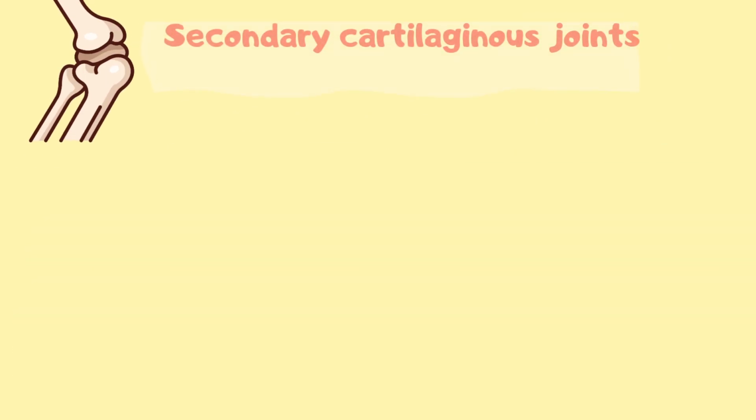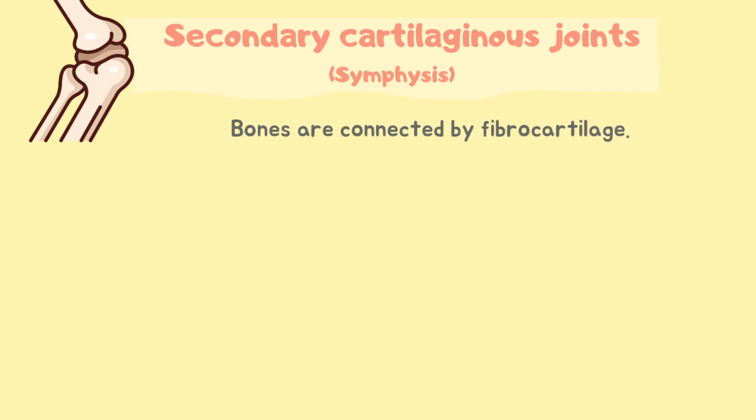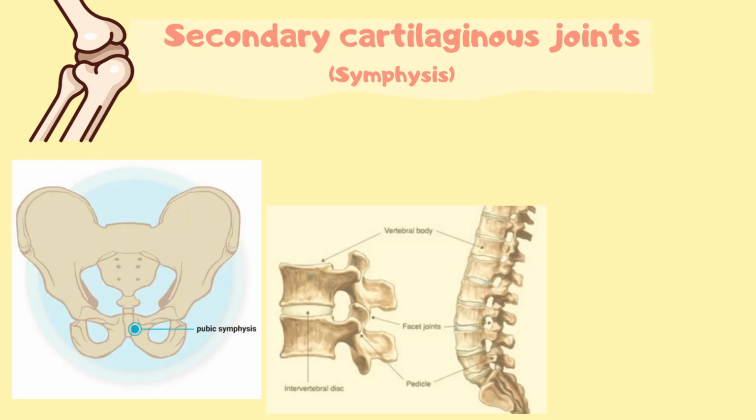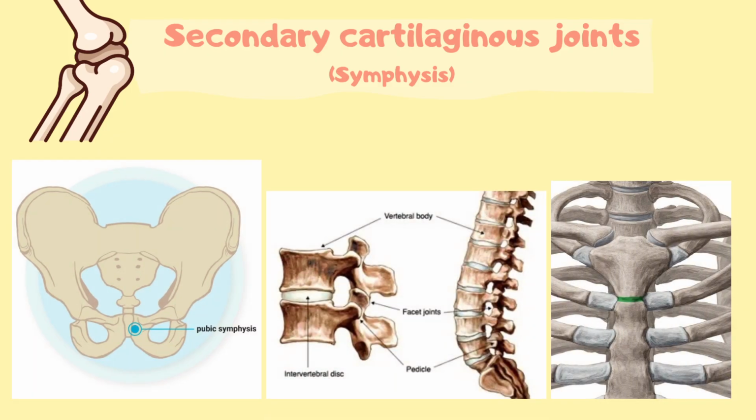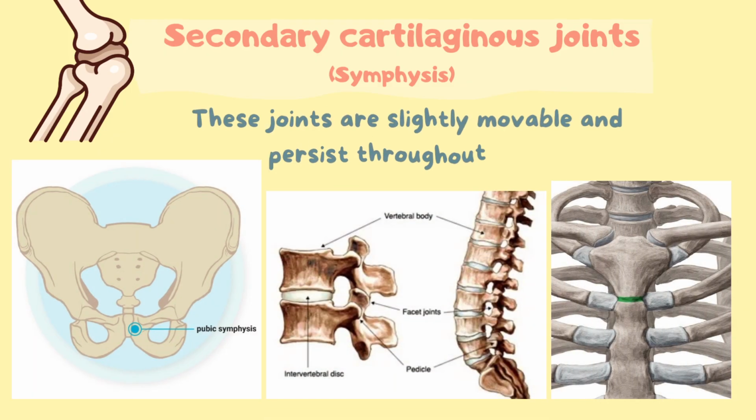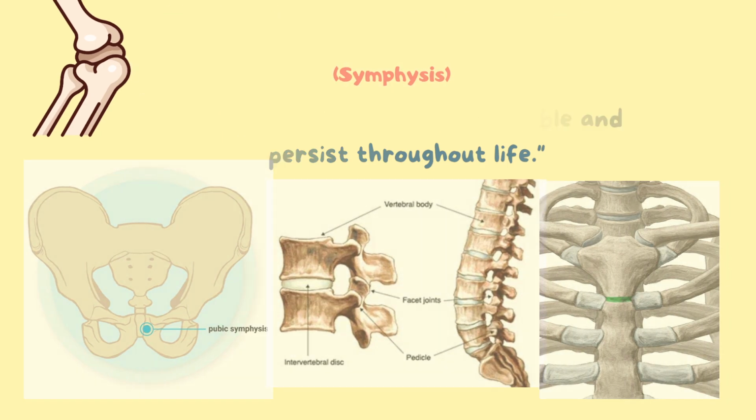B. Secondary cartilaginous joints, also called symphysis. Here bones are connected by fibrocartilage. Examples: pubic symphysis. Intervertebral discs. Manubriosternal joint. These joints are slightly movable and persist throughout life.